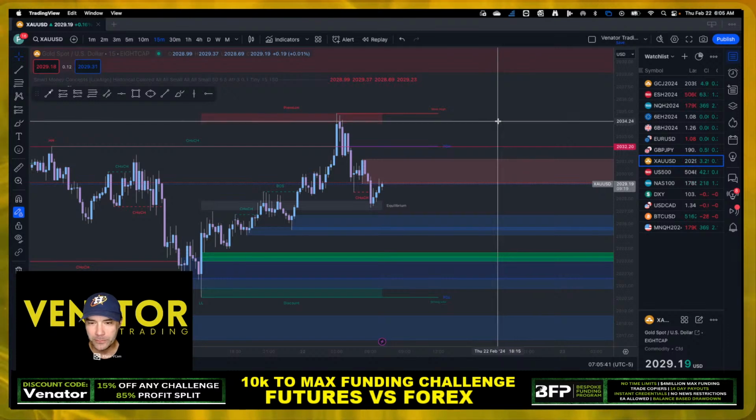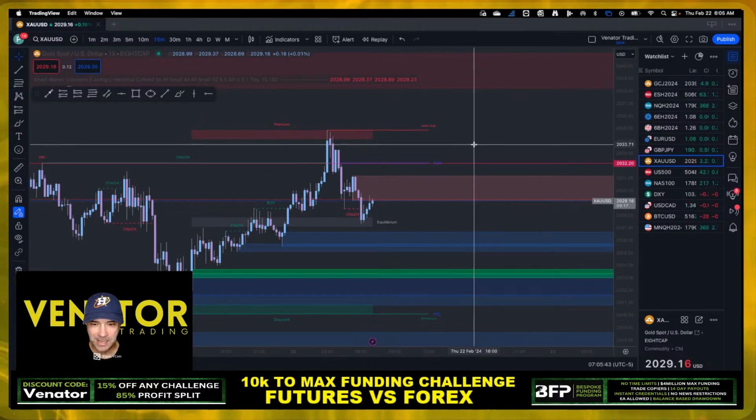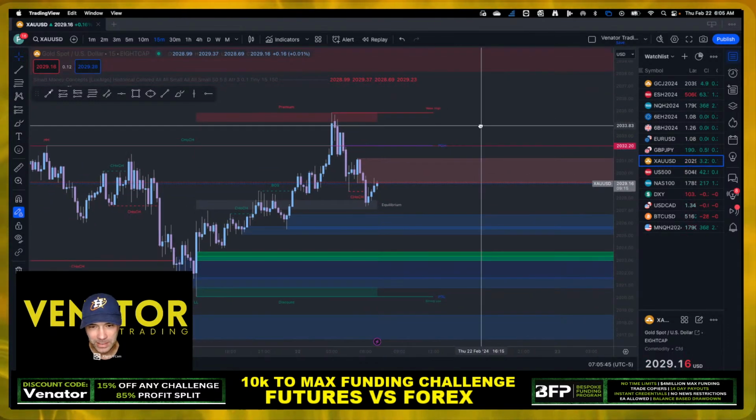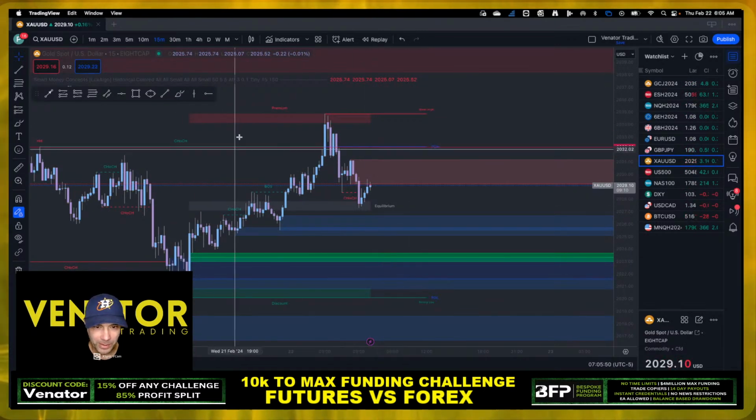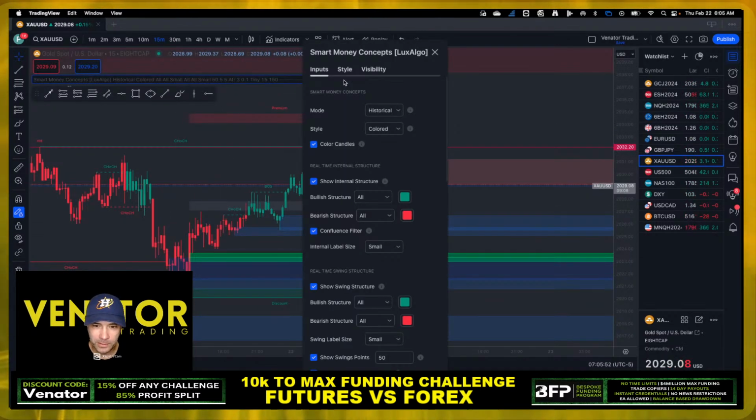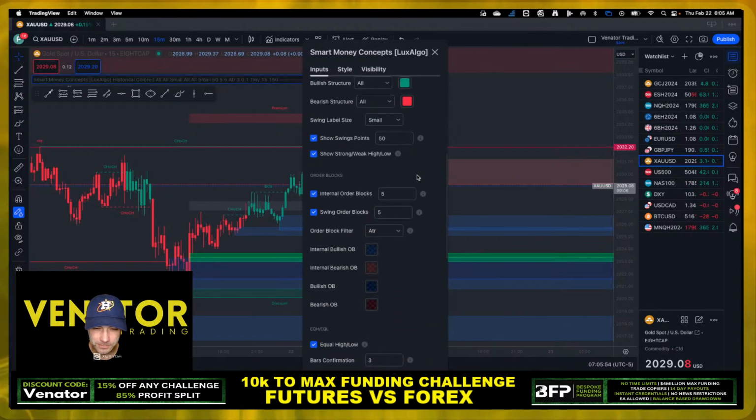It might be helpful if you're struggling with smart money concepts, just to have this stuff printed out for you as price action is actually playing out, and you don't have to have all this on here. Like if you don't want order blocks, just take off the order blocks.